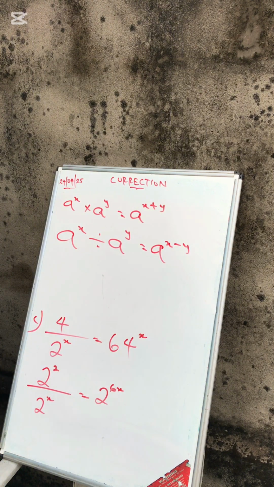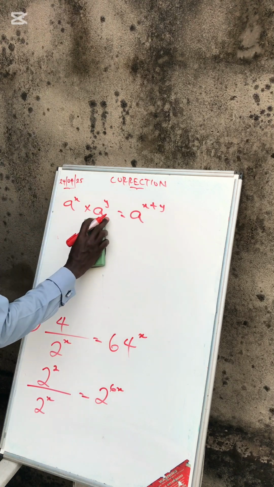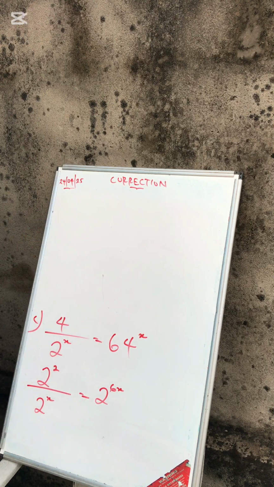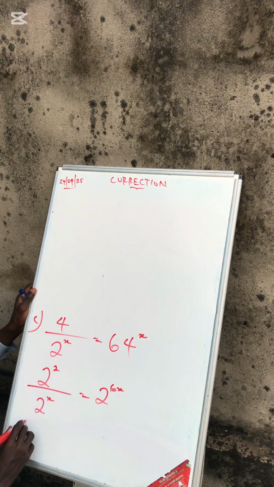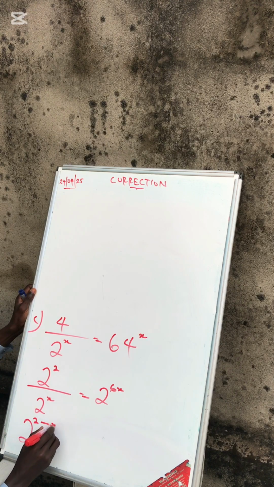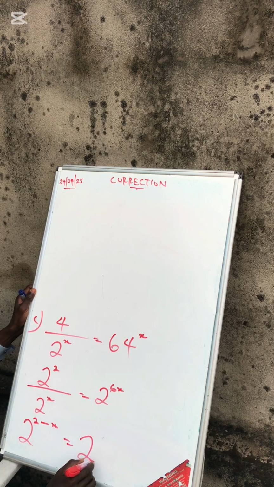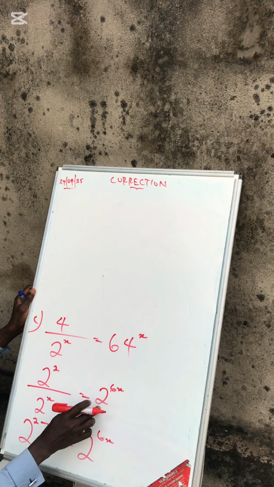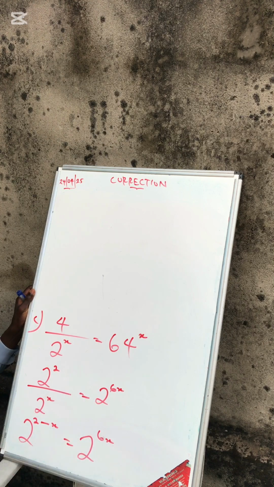2 raised to power 2 minus x. Say it again. 2 raised to power 2 minus x. In math, if you want to get your math right, you must be very careful and don't be in a hurry. Equals 2 raised to power 6x. Do you understand? This one means 2 raised to power 2 minus x, and on the right hand side, you have 2 raised to power 6x. So what do you now say? The bases are the same. What does that mean?